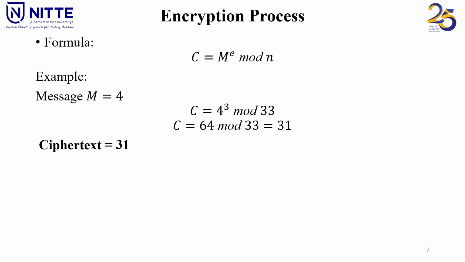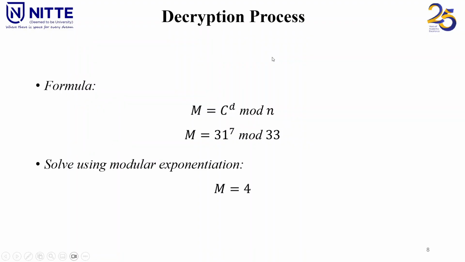Now when I go for the encryption process, the equation for encryption is C stands for ciphertext, M is the message. I use the public key, so C is equal to M to the power of E mod n. If I consider M is equal to 4, then C is equal to 4 to the power of 3 mod 33. So I get 64 mod 33. The remainder will become 31. So this 31 will become the ciphertext for the given message 4. This is how we perform the encryption.